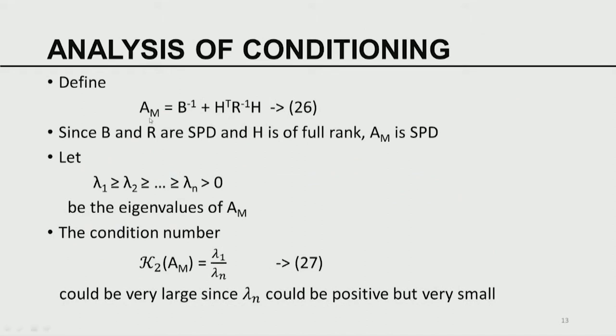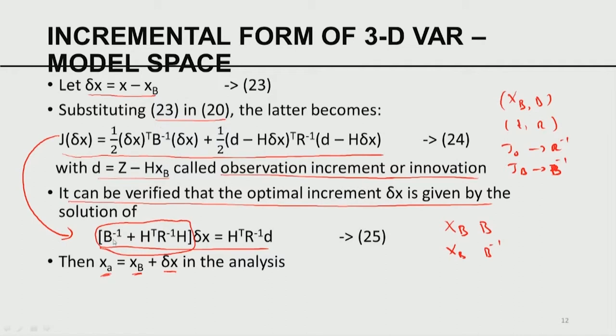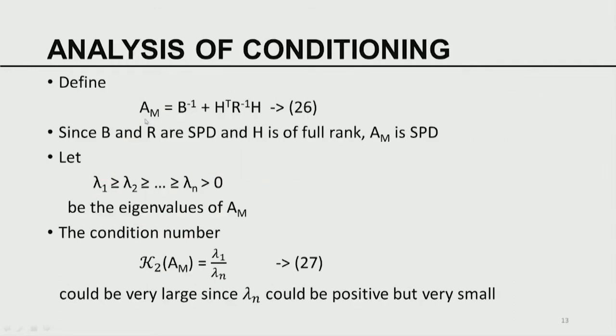So look at this now. I'm going to now call B inverse plus H transpose R inverse H as AM. B and R are SPD. I'm assuming H is full rank, therefore AM is SPD. If AM is SPD, this combined matrix AM has n eigenvalues. The least of the eigenvalues is positive. The condition number for this matrix is given by lambda 1 by lambda n.